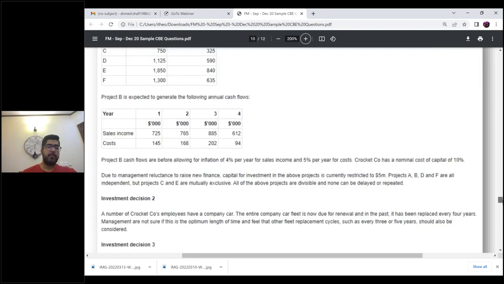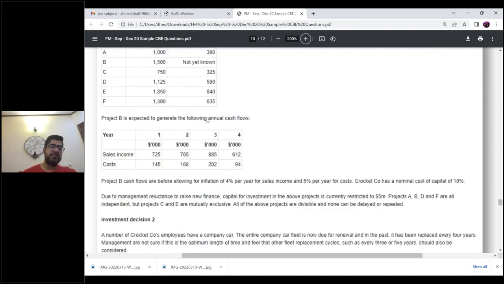Look at the data. Project B is expected to generate the following cash flows. Sales is given 725, 765, 885, and 612. And cost is given 145, 168, 202, and 94. Project B's cash flows are before taking account of inflation of 4% per year for sales income, 5% per year for cost. Crockett has a nominal cost of capital of 10%. We will calculate the NPV of project B.